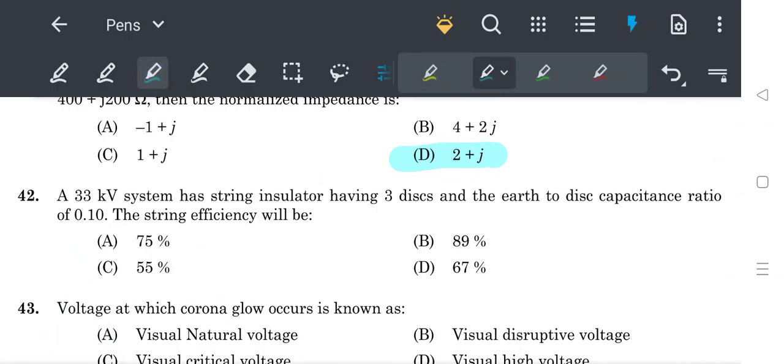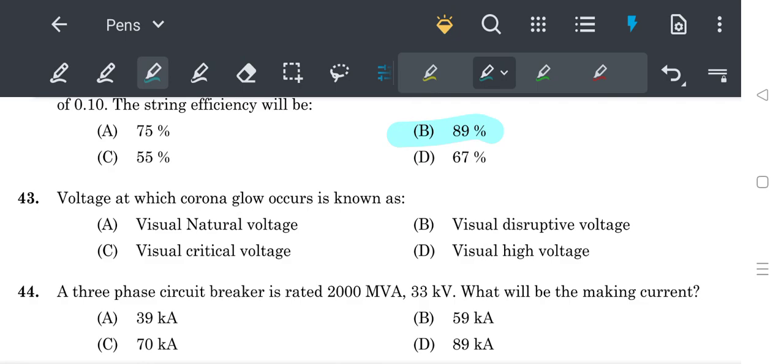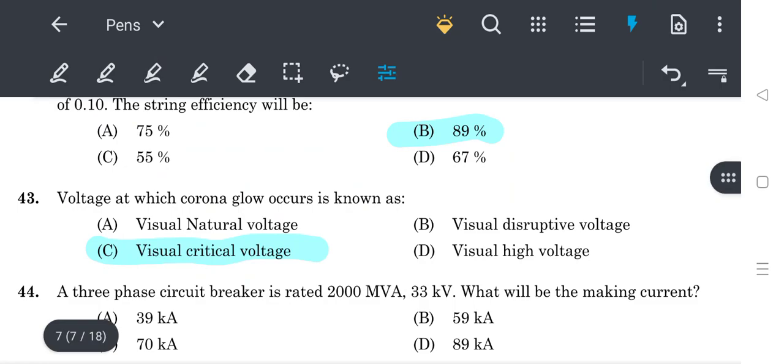Next one, a 33 kilovolt system has string insulator having 3 disks and earth to disk capacitance ratio of 0.10. The string efficiency will be? Option B, 89%. Next one, the voltage at which corona glow occurs is known as? Option C, visual critical voltage.